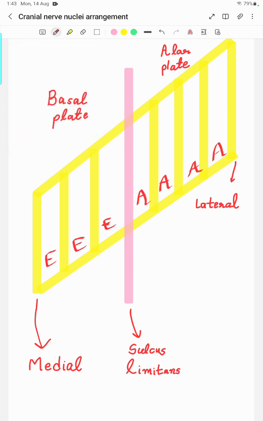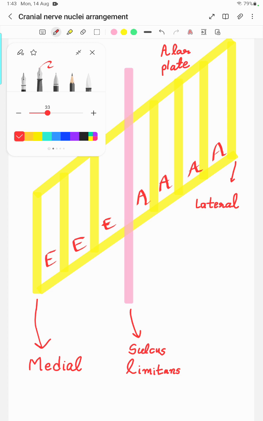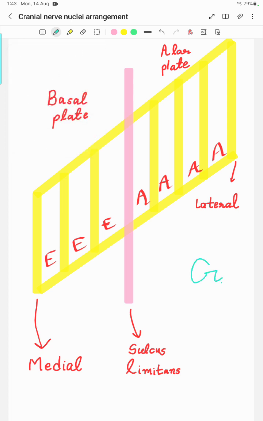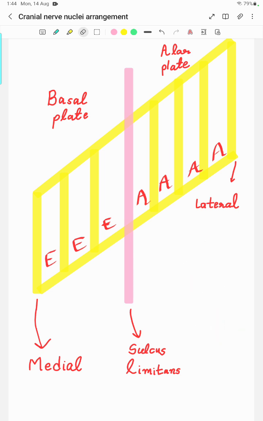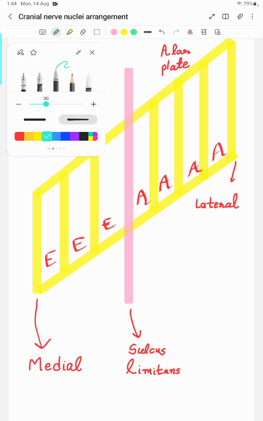So we are going from below upwards while writing these nuclei. See, suppose this is general somatic efferent, so we'll write this way. First we'll write if it is efferent or afferent, then we'll write if it is somatic or visceral, and then we'll write about general or special. So we have already written if it is efferent or afferent. That was easy. Now let's dive into the next step.